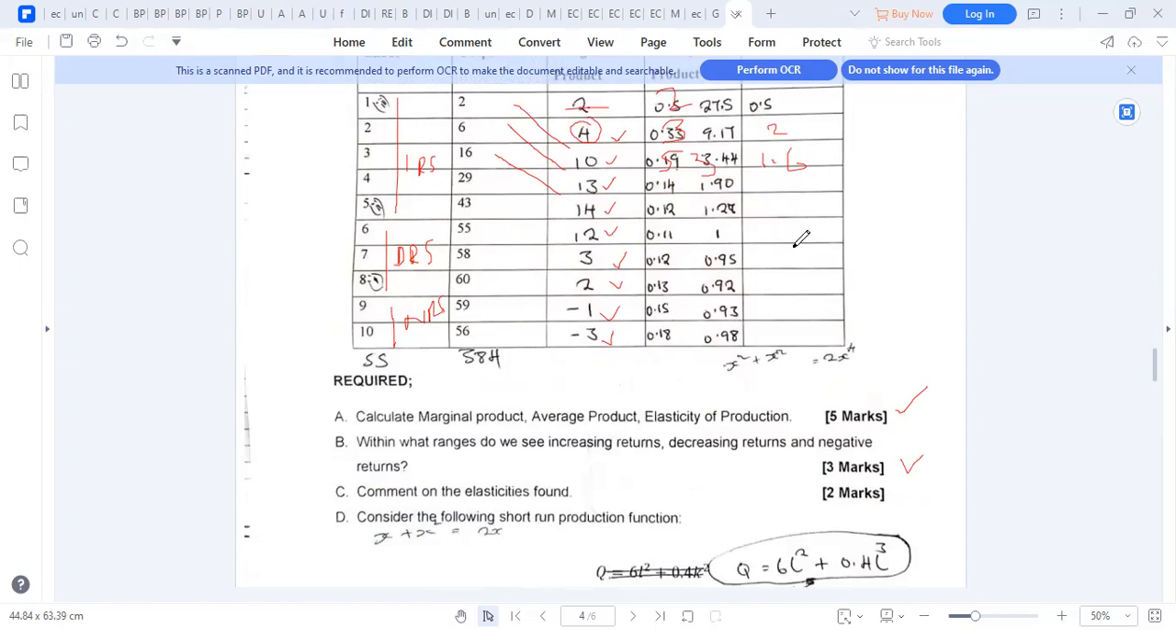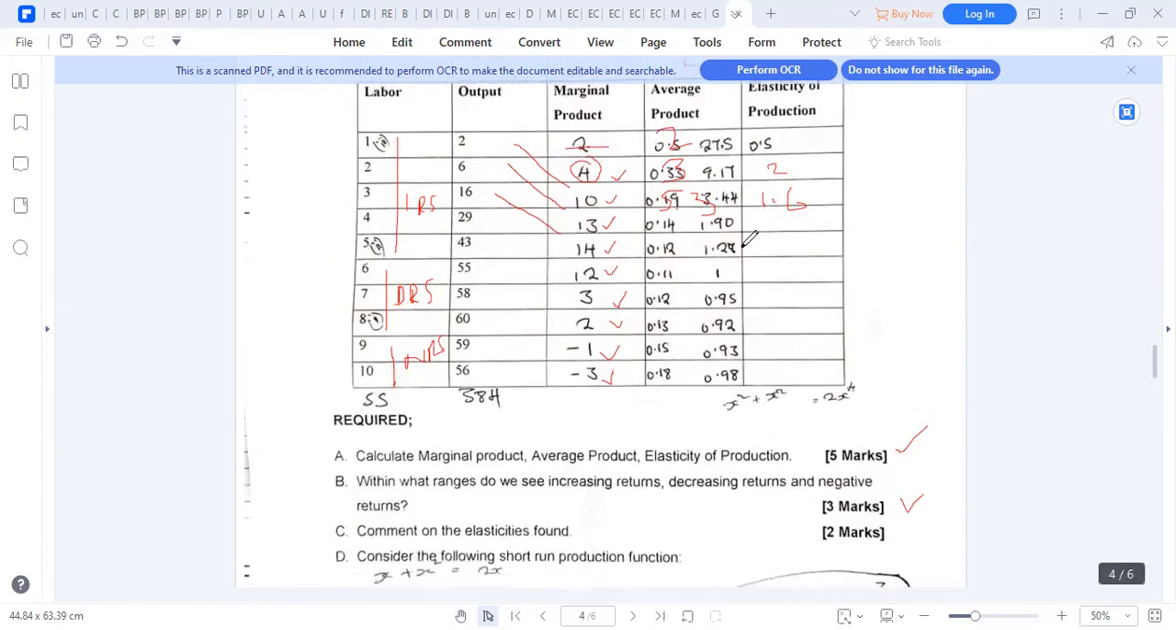Right. Consider the following. Comment on the elasticities found. You discover that they become negative as you go into the later stage. We have negative elasticities from 9 to 10. It is elastic when we are increasing returns to scale. It is inelastic when we are decreasing returns to scale. Then it is an inverse negative elasticity when we are in negative elasticity to scale. So when we find these ones, you're able to see. All right.